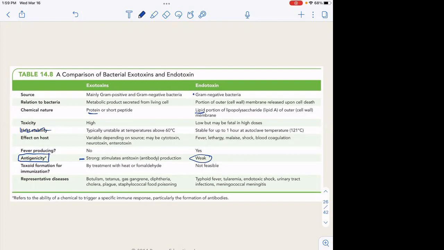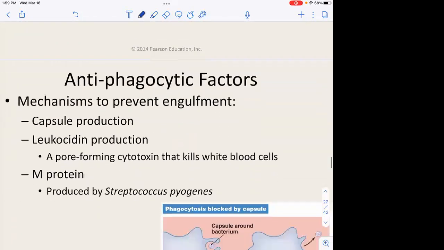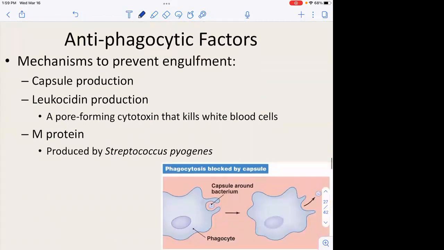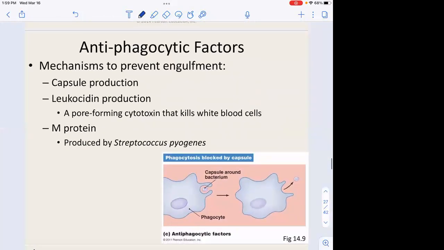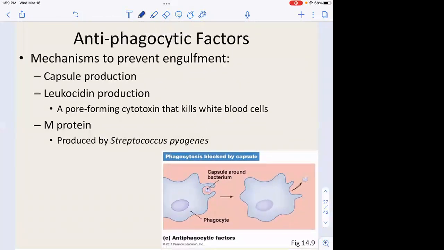Okay, and there's just some examples, again, of representative diseases, not to memorize, just in case you're interested. All right, so the last kind of virulence factor that I want to talk about are antiphagocytic factors. So these are mechanisms to keep that pathogen safe from our white blood cells.